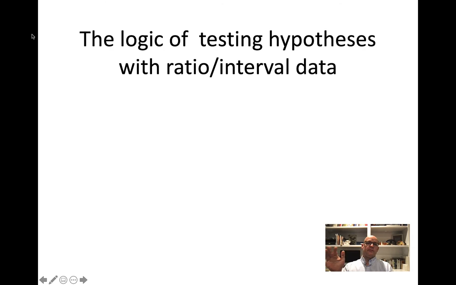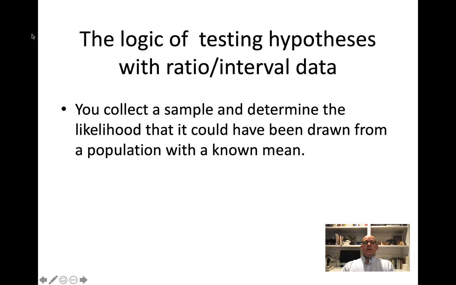Okay. So the logic behind hypothesis testing here is you collect a sample of data and you determine how likely it is that that sample could be drawn from a population with a known mean. Or in other words, I take a sample. How likely is it that that sample, with its mean and its standard deviation, its standard error, is reflective of a true population?